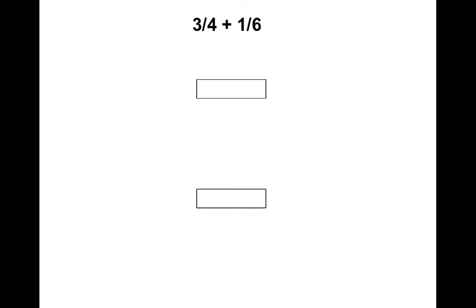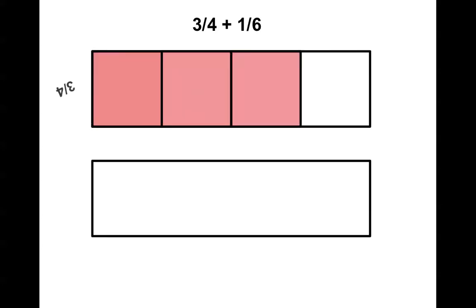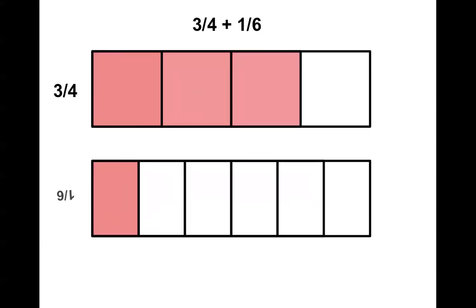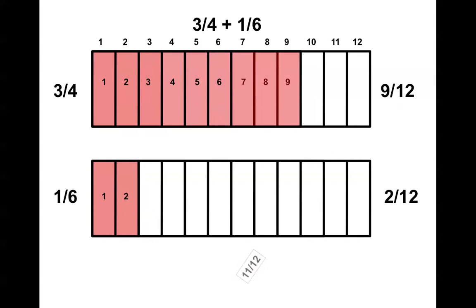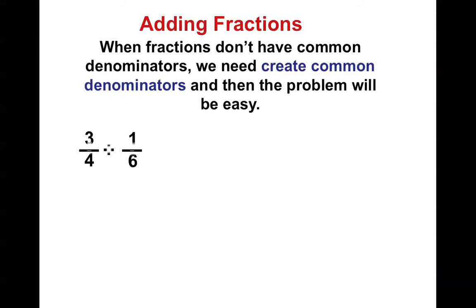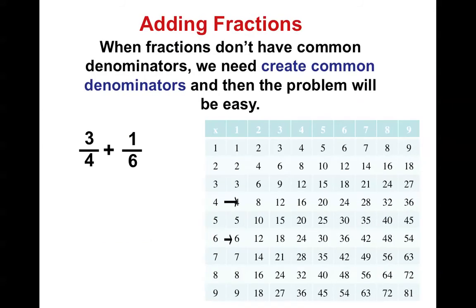What if I have this one? Well, once again, here are 3/4. Here's 1/6. How are we going to get them the same size piece? Did you know it was going to be 12ths? Now that we have the exact same size piece, we can just add them up. 9/12 and 2/12, 11/12. Once again, how did we do that? I can use my multiplication chart and notice 4 times 3 is 12, 6 times 2 is 12. This is the way we learned when we were kids, parents.